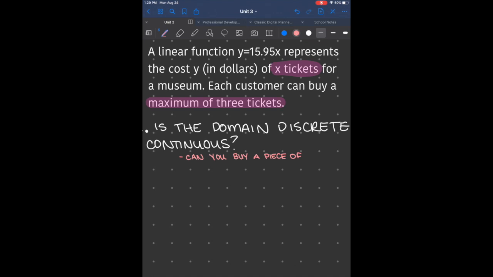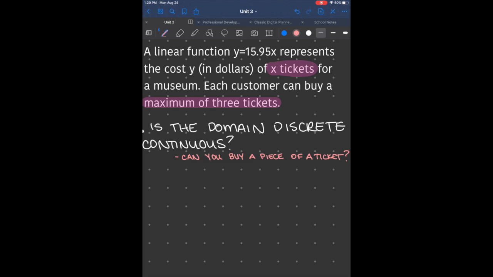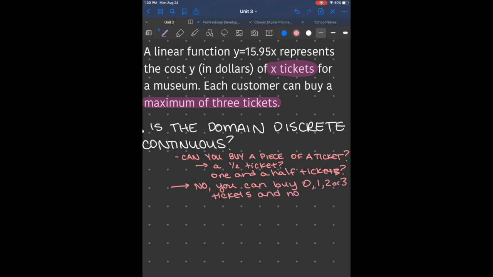An alternate example of that would be like a candy bar. Can you eat a portion of a candy bar? Yeah, you can have like a certain percentage of a candy bar. But with tickets, you can't just go to half of the show or half of the museum walk and then leave and just pay half price. That doesn't work that way. So that makes this a discrete function. So the only numbers of tickets we can buy are 0, 1, 2, or 3. We can't buy anything in between. Therefore, this is discrete.